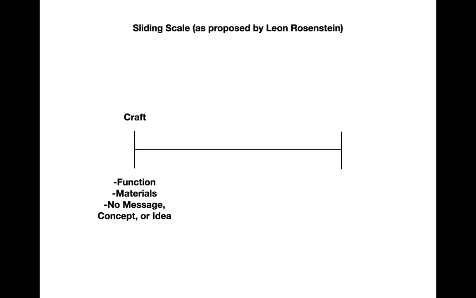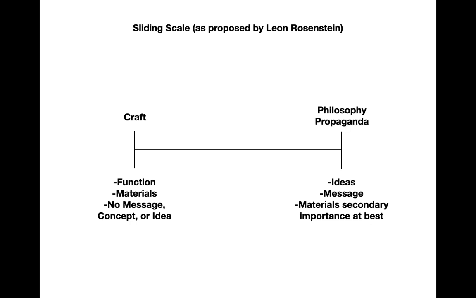At the other end of the spectrum, we have something that's all about the ideas. There's definitely an idea, message, there's a concept here. The materials are of secondary importance at best. So there might be materials, but they're really not that important to it. Maybe they're kind of a necessary evil to get the thing made, but they're not nearly as important as the materials are in a craft object. So we might term something at this end of the spectrum as philosophy. Maybe it's propaganda. With something at this end of the spectrum, the message is so important, the other things are just kind of taken for granted.